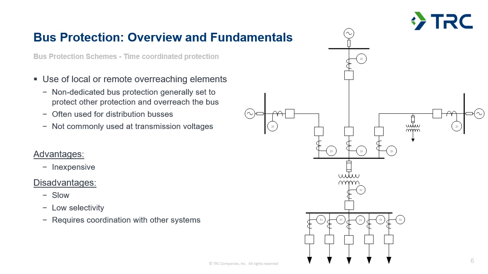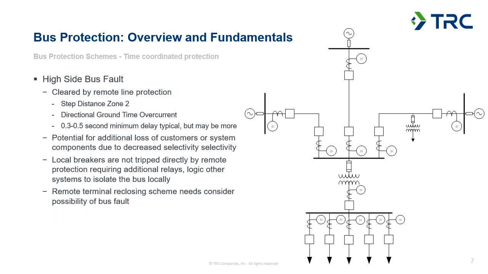The disadvantages are it's slow. You're using time coordination here, so you're going to have to slow down the protection to coordinate with other adjacent systems. It's got low selectivity, so you're going to trip off potentially a larger portion of your system than you have to, and you have to coordinate that with other systems. It's a scheme that can be applied, but isn't maybe the best protection option from a protection engineer's perspective.